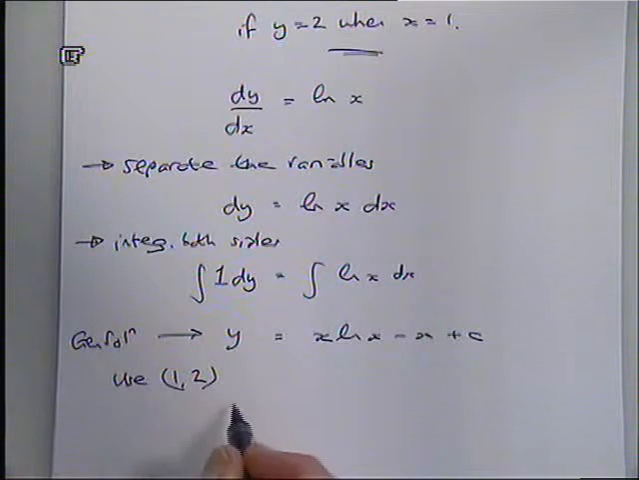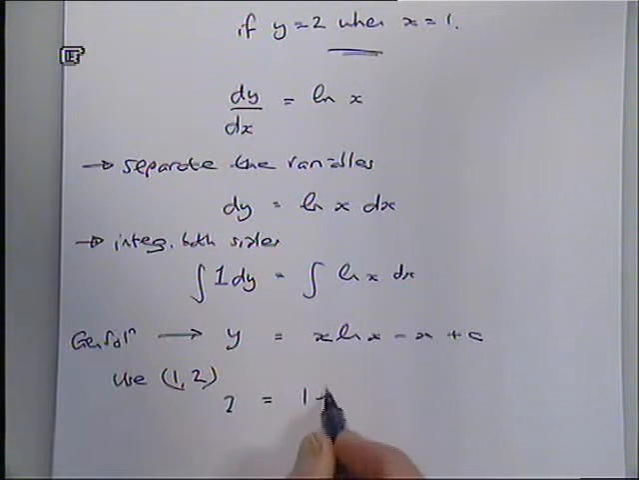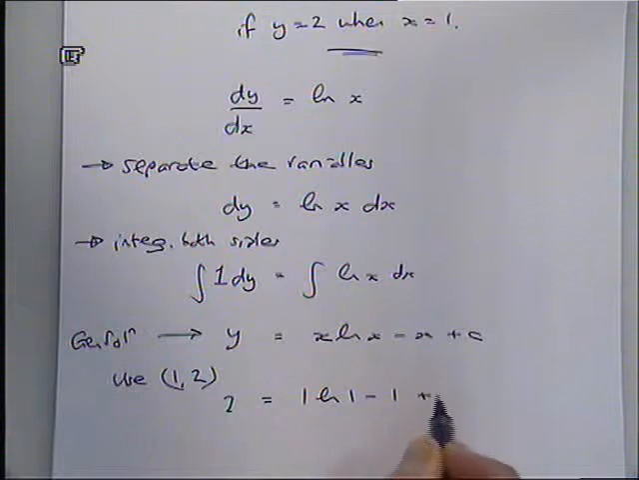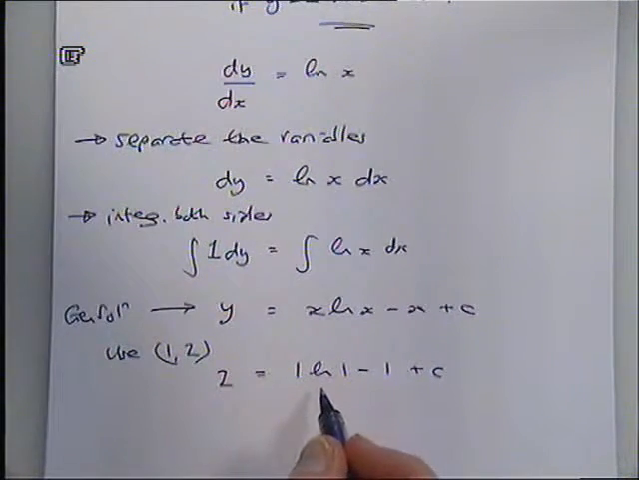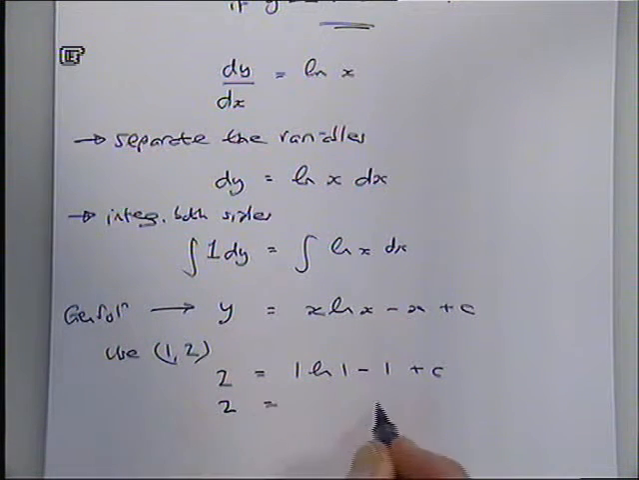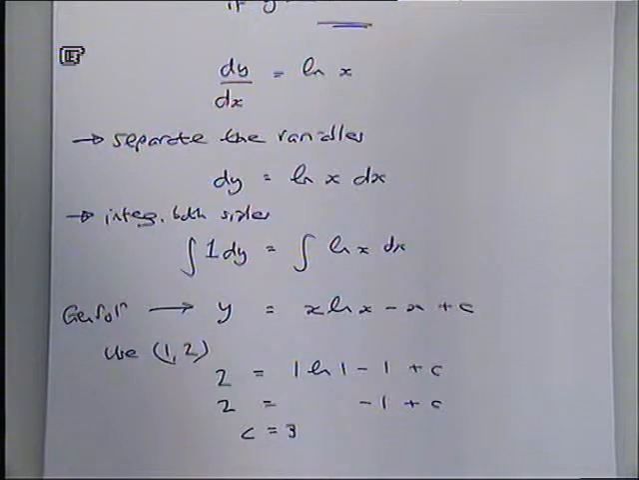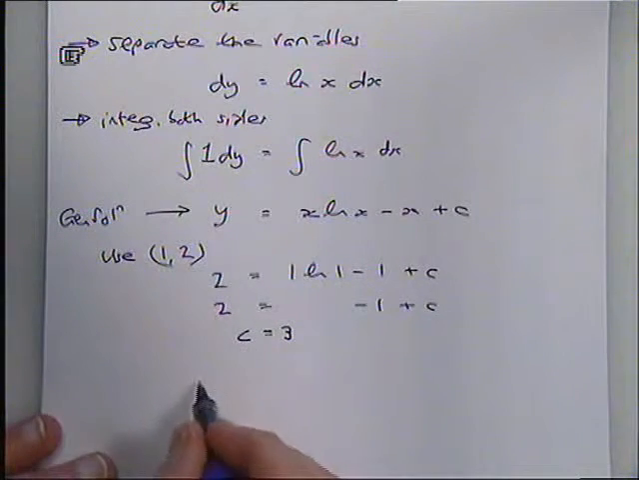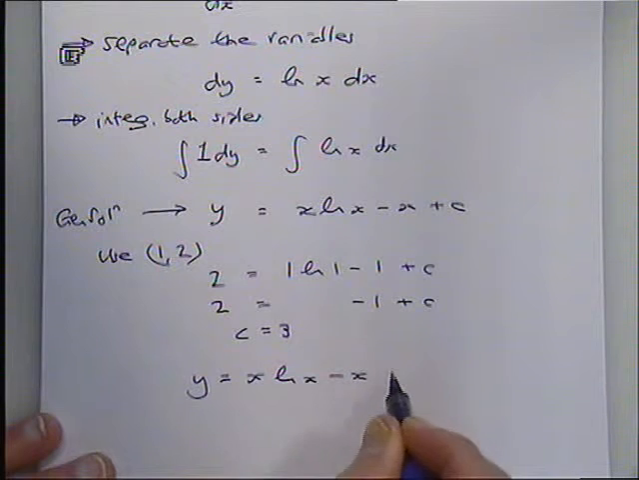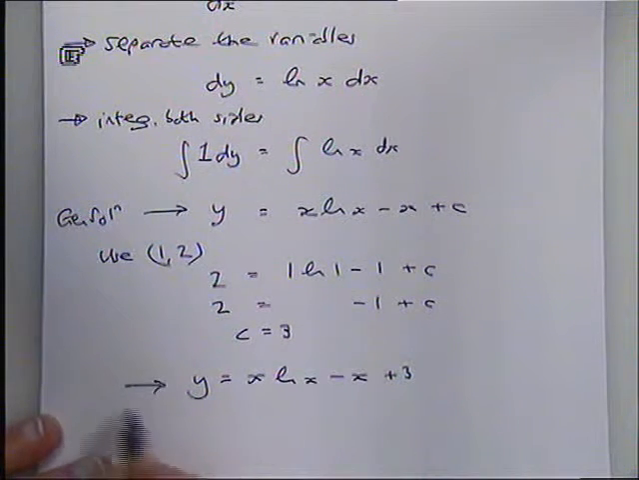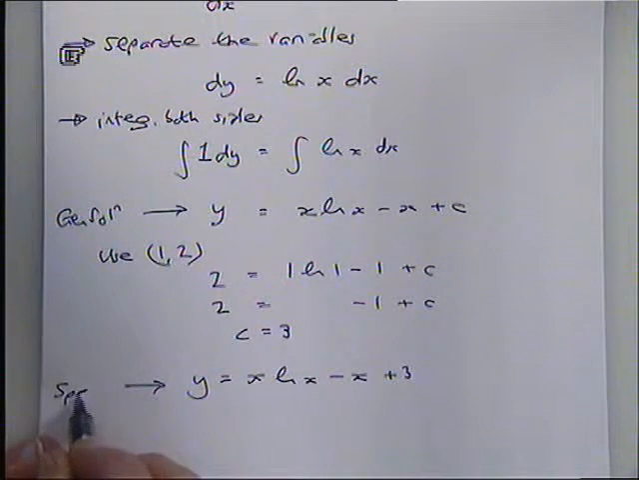So if I use that and substitute in, I'll get 2 equals 1 log 1 minus 1 plus c. Now, what's log 1? 0. So that bit disappears. So I get 2 equals minus 1 plus c. So c must equal 3. So now I just rewrite my general solution, but I just change the plus c to be a plus 3, and that line there is my specific solution.